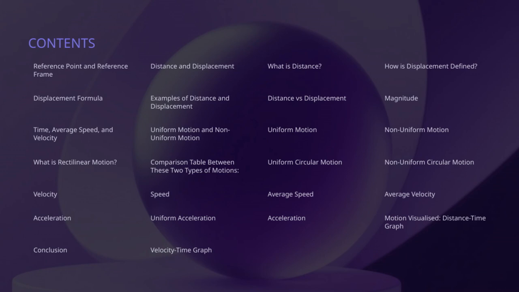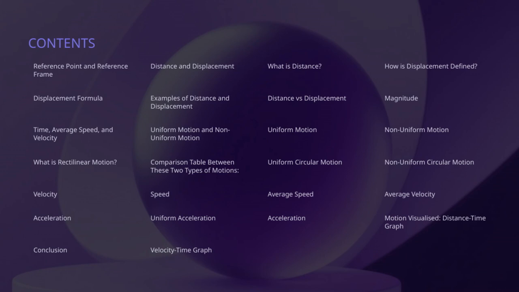We also need to consider non-uniform circular motion, where an object moves along a circular path but at changing speeds, contrasting with uniform circular motion, where the speed remains constant. This brings us to non-uniform motion in general, highlighting how the rate of change can vary. Next, let's discuss magnitude, which refers to the size or amount of a quantity, such as speed or force.